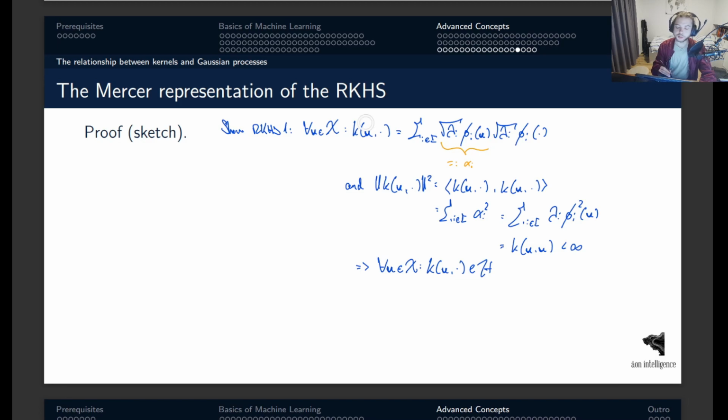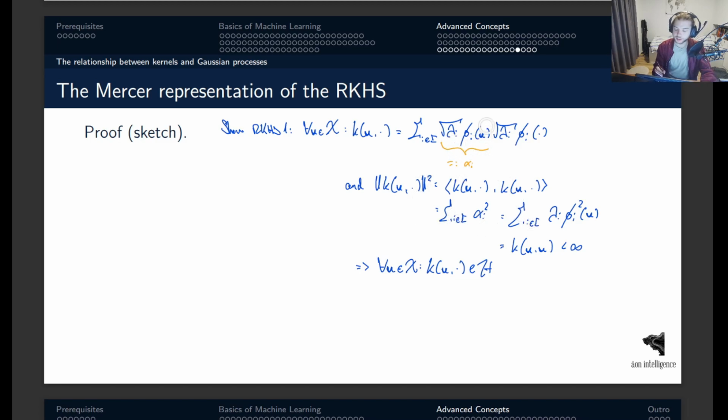So if we can show that every partially evaluated kernel is of bounded norm, then RKHS 1 holds. So let's have a look. The squared norm of the partially evaluated kernel is equal to the inner product of that kernel with itself. And we defined this inner product to be the product of coefficients at the front. Since these are the same entries, we square this coefficient, and then we sum all the squares of alpha_i up.